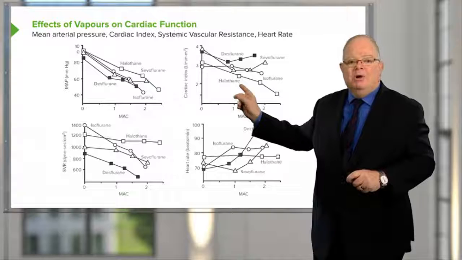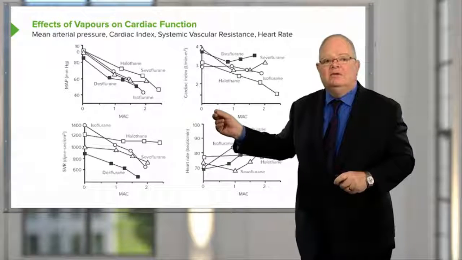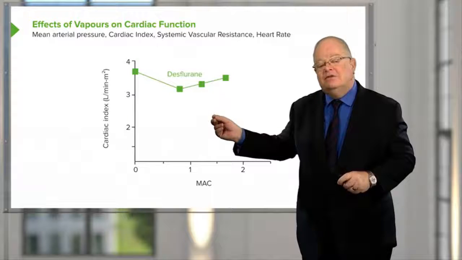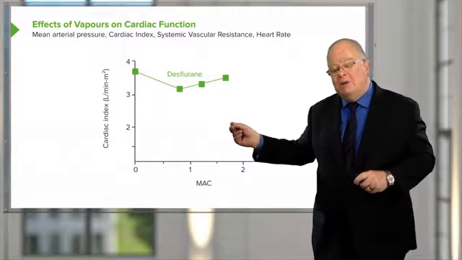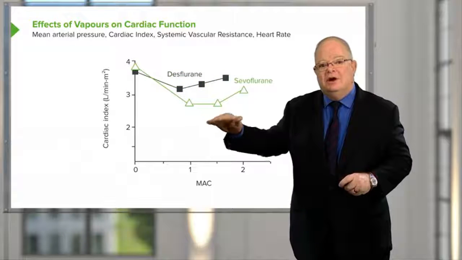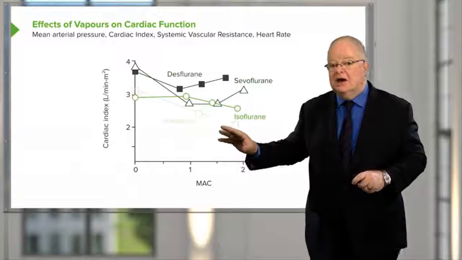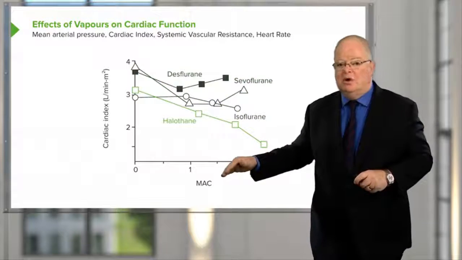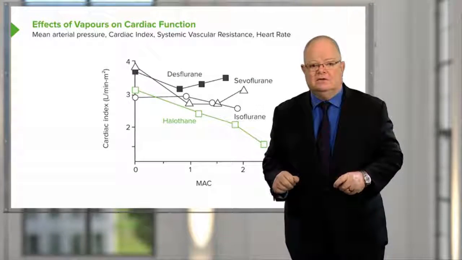On the right upper graph, you're looking at cardiac output affected by vapors, and you can see that desflurane has a very slight effect on cardiac output. Initially a bit of a drop, and then it tends to come back and stabilize. Sevoflurane, a bit more profound, but the older drugs, isoflurane and particularly halothane, show a continuing drop in cardiac output as the concentration of the vapor is increased.